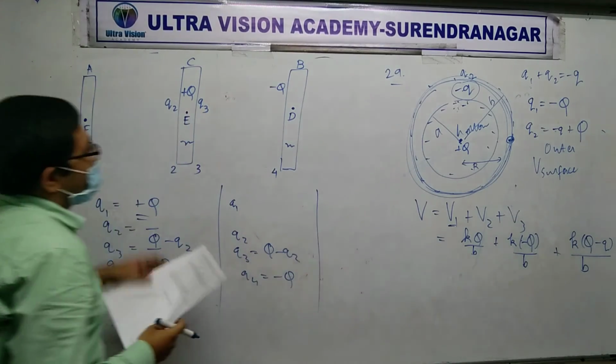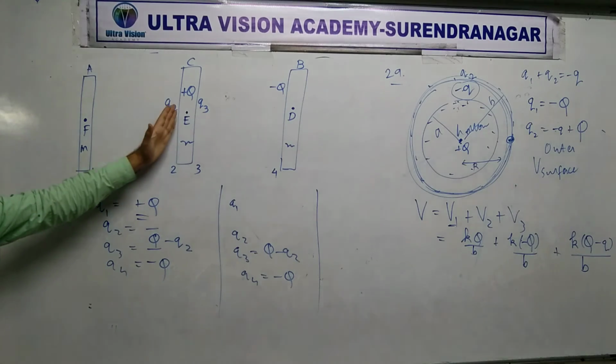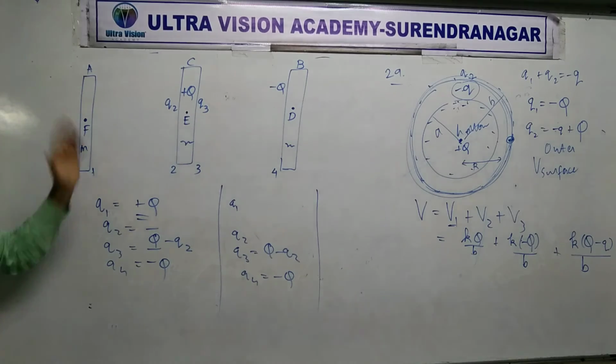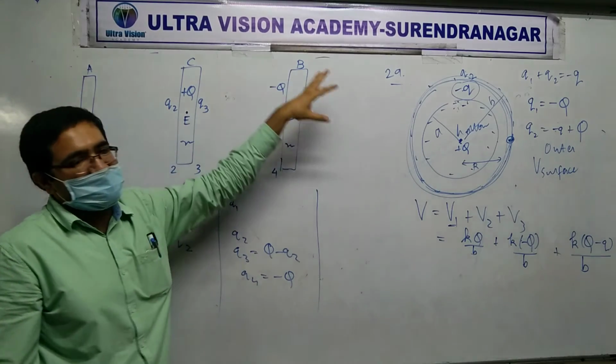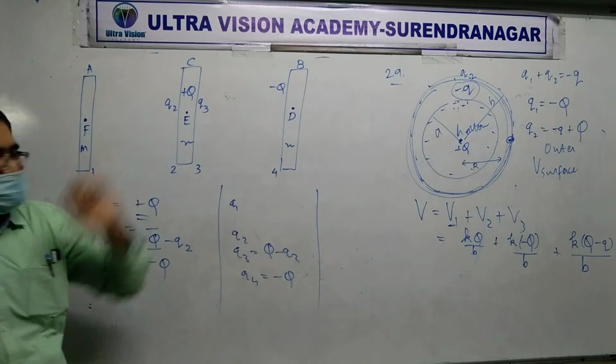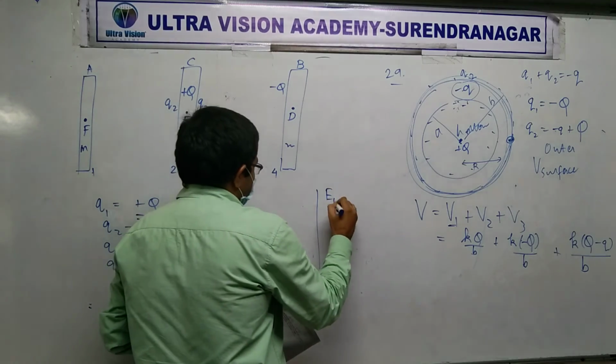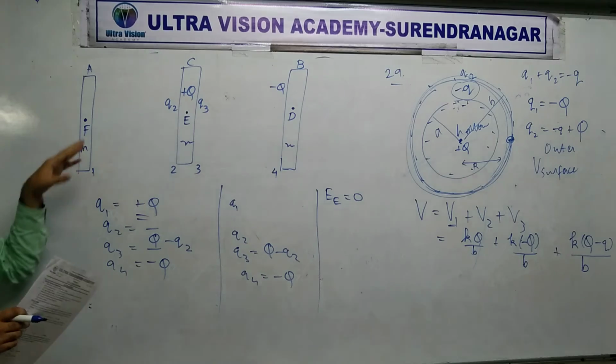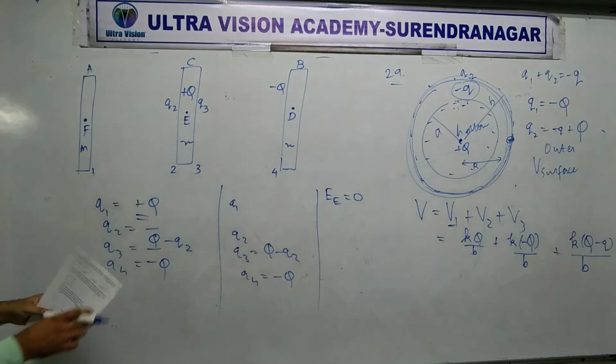Same E, I'll tell you what. Because if you take this, then all this charge plus Q is on the left side of E, and all this charge minus Q is on the right side. So if you go to E, the electric field at E should be 0. Now that is only possible, see, going through the proof.